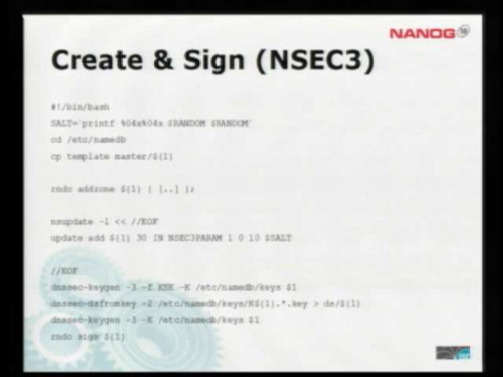Once I've done that, I do a dnssec-keygen with the -3 option, which says use NSEC3. We're creating the key signing key, again for the same zone name. We create the DS record. We create, using the -3 again, the zone signing key. We do the rndc sign, and congratulations, we're up and running with an NSEC3 signed zone.